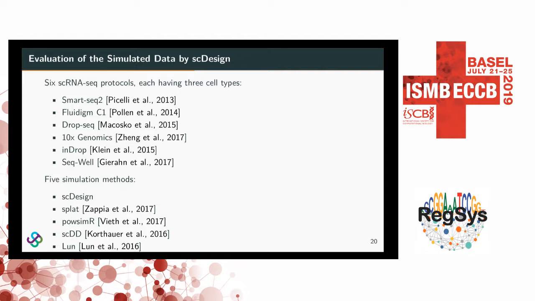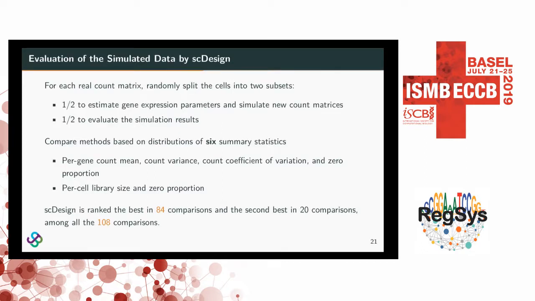So we did a comparison. So then how do we evaluate our method? What we do is that for each real count matrix, we randomly split the cells into 2 subsets. We use one half to train each method, and then we use the other half to compare with the synthetic data from each method and see how similar they are.